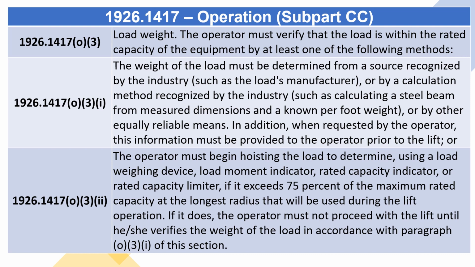In addition, when requested by the operator, this information must be provided to the operator prior to the lift, or the operator must begin hoisting the load to determine, using a load weighing device, load moment indicator, rated capacity indicator, or rated capacity limiter, if it exceeds 75% of the maximum rated capacity at the longest radius that will be used during the lift operation. If it does, the operator must not proceed with the lift until she verifies the weight of the load in accordance with paragraph O3I of this section.